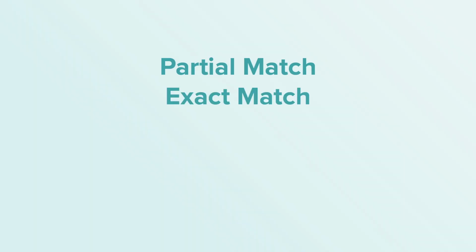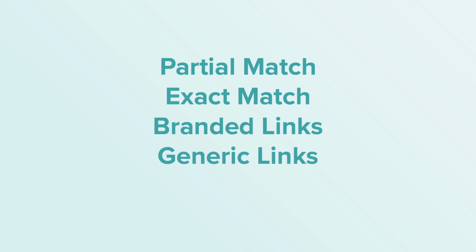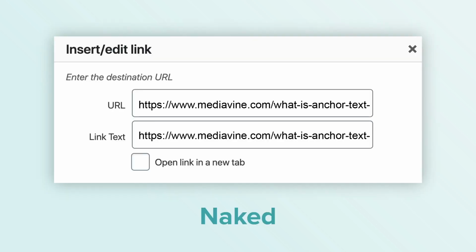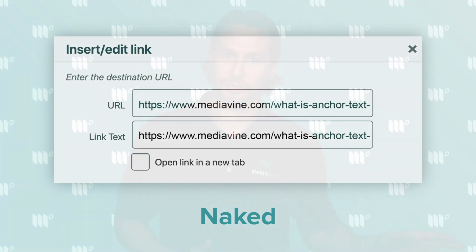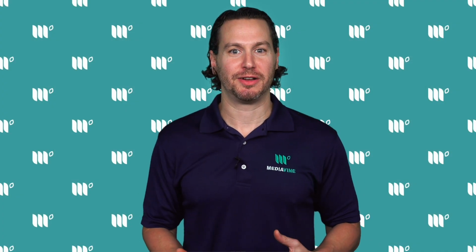Partial and exact matches, and then you have branded, and then you have, I don't even want to mention generic in there. Generic is things like click here, and then naked, which is just the URL itself. So I guess really 5 if you're going to count those generic ones. And they actually tell you to do a mix of them is what you're going to hear.